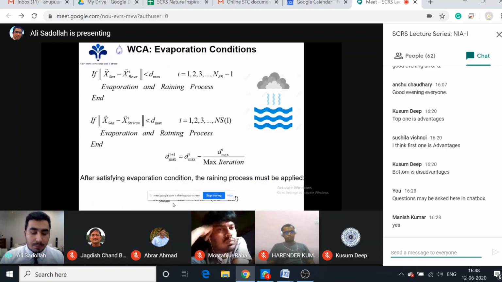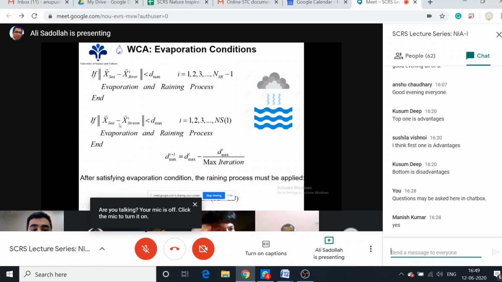Then we randomly, between the lower bound and upper bound, generate new solutions for that river. So this is for the sea and river, and if it is between the sea and stream, because I told you rivers flow to the sea and also streams directly flow to the sea. Both happen. In this case, if the position of stream and sea is very close to each other, then again the evaporation condition is satisfied, and again we have raining. And the new position of the stream is calculated based on these equations.